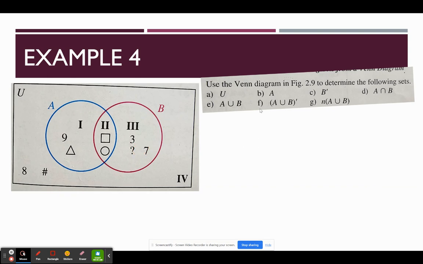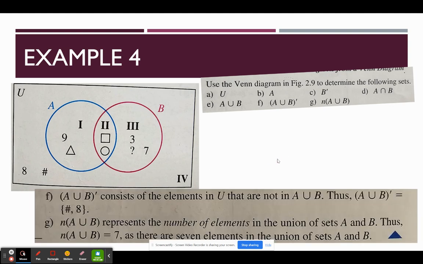Okay. The last 2 questions here are on this example, F and G. We're talking the complement to the union of A and B. And then this last one here kind of goes into the other numbers that are left. So we look at this, which consists of elements in U that are not in A and B, and thus they're the complement of the union. So that means just the things that are outside of it. So that's 8 and hashtag. And down below here, this represents the number of elements in the union of sets A and B. That's what that little n stands for. It's the number of elements. So in this example, it's 7. There are 7 elements in this union. So we've got 1, 2, 3, 4, 5, 6, 7.